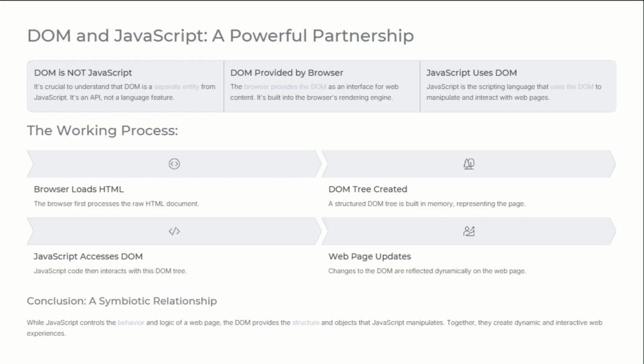At the end, we can conclude that it is a symbiotic relationship, as JavaScript controls the behavior and logic of a web page, while the DOM provides structure and objects that JavaScript manipulates. Together, they create dynamic and interactive web experiences.